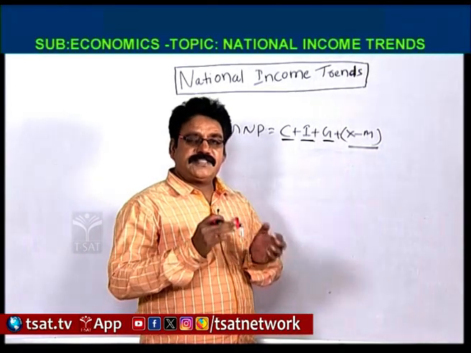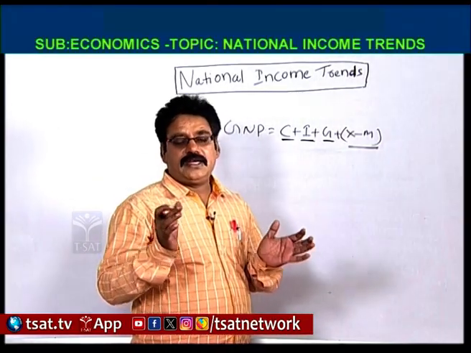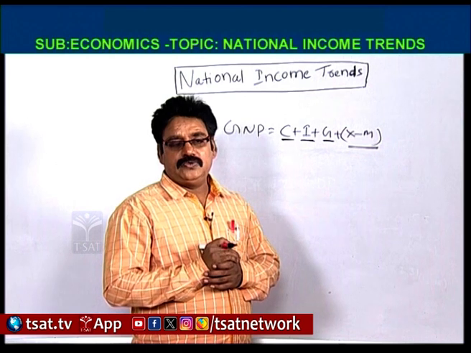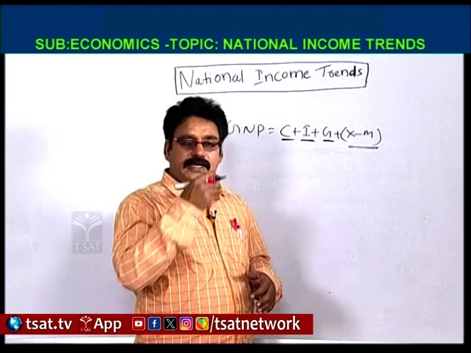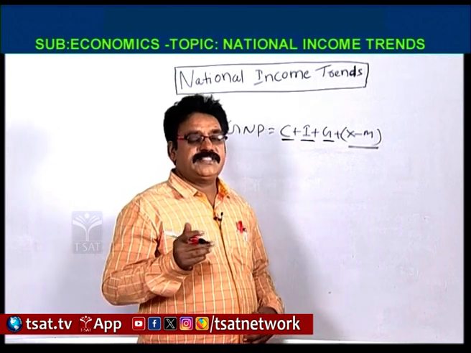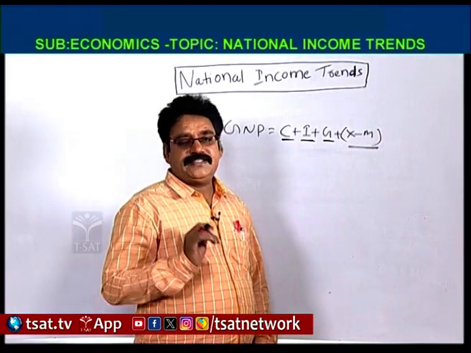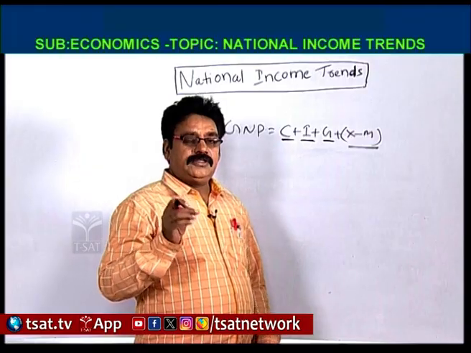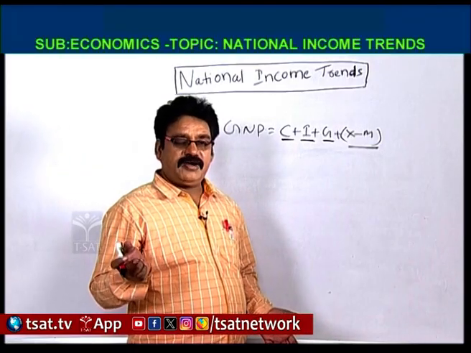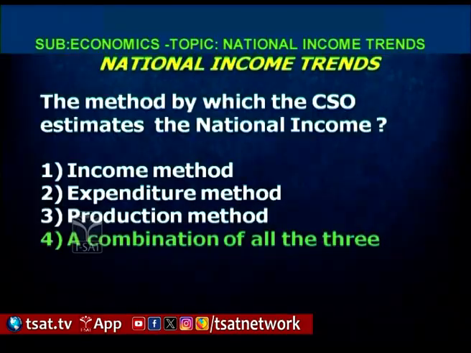By way of production we can calculate one year's value, and the income earned by the factors of production, by adding all that income, is also equal to national income. And the spending of the people, government and firms, by adding these three we will get national income. In these three methods we can calculate the national income.